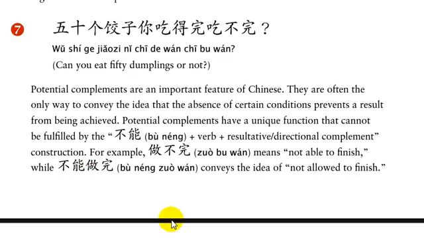So in English, it's both, I can't do my homework. I can't do my homework because it's too much. I can't finish my homework because it's too much. Or I can't finish my homework because my mom won't let me. All right? In English, it's the same, but in Chinese, these two convey two different ideas.